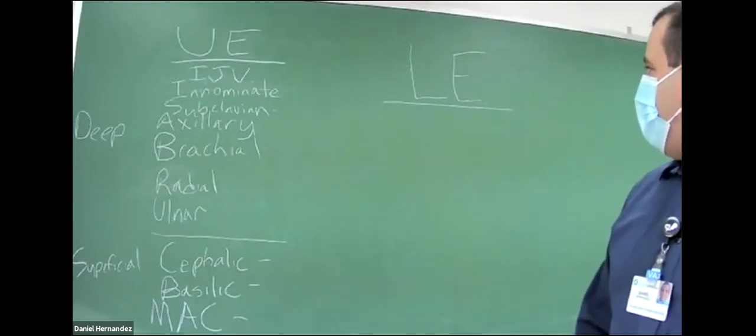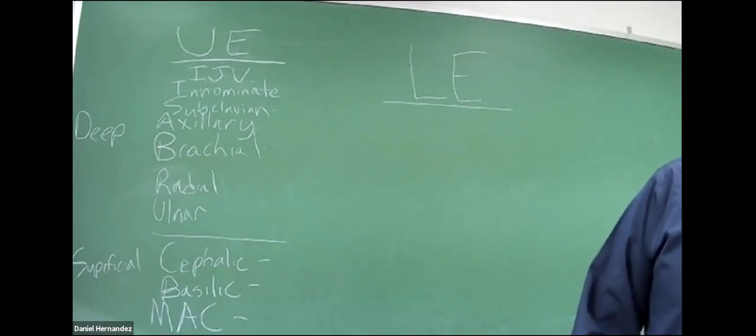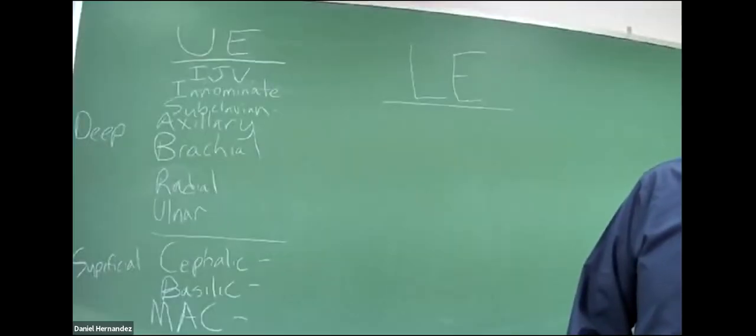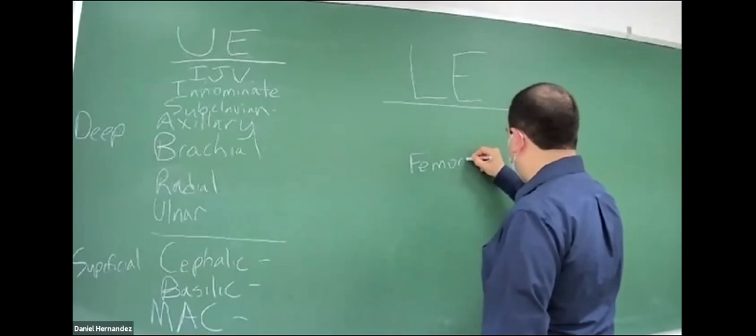Okay. Does anyone want to volunteer and try to give a vein for the leg? Morgan? Vein for the leg? Femoral vein. Okay. Now, is that deep or superficial? Deep. Deep, good.